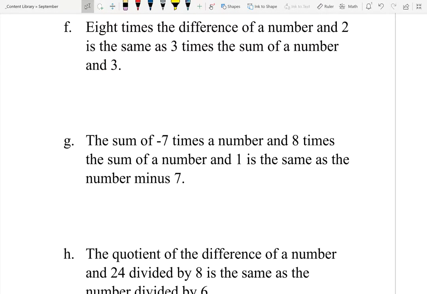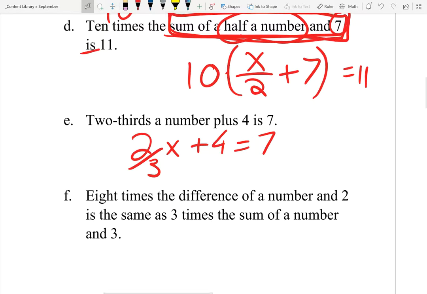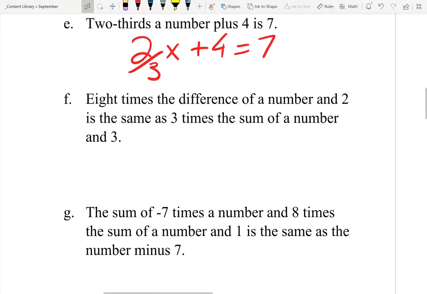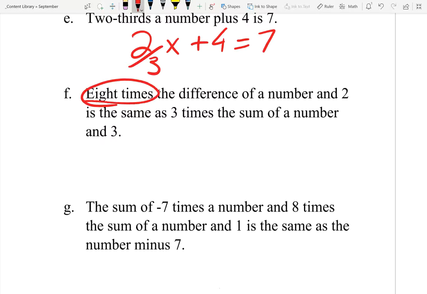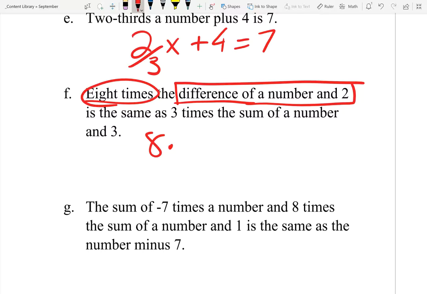Now f, 8 times the difference of a number and 2 is the same as 3 times the sum of a number and 3. So f is very similar to d in the sense that you have something multiplied to a group. So here we're doing 8 times, but we're not multiplying it by just one thing, we're multiplying it by a group because it says the difference. We need to figure out this difference of a number and 2. We already mentioned that difference means subtraction. So we're subtracting a number, x, and 2, so x minus 2. This is indicating the difference of a number and 2.